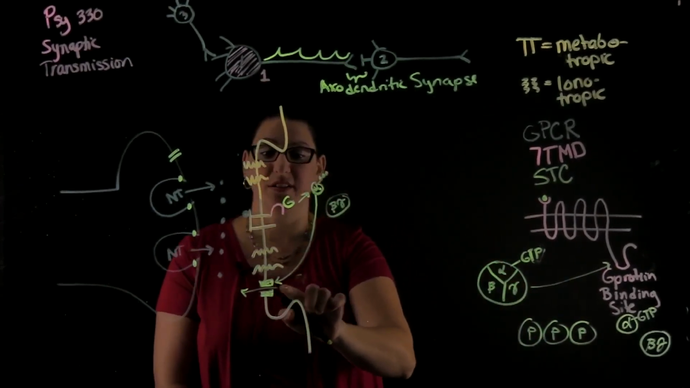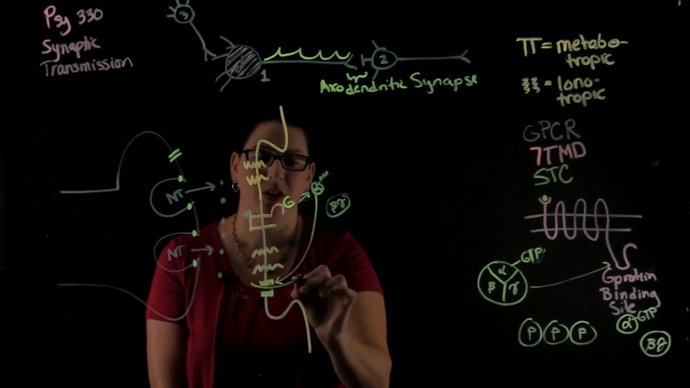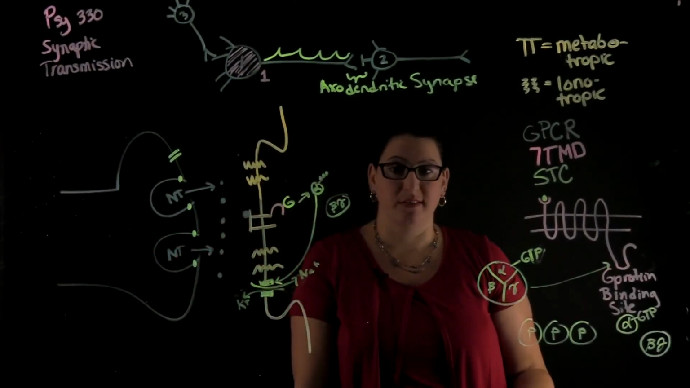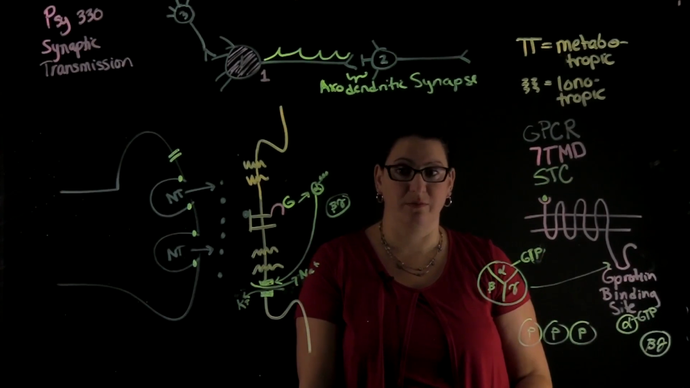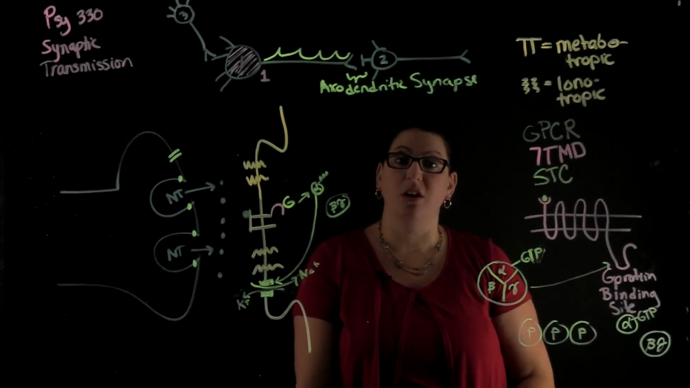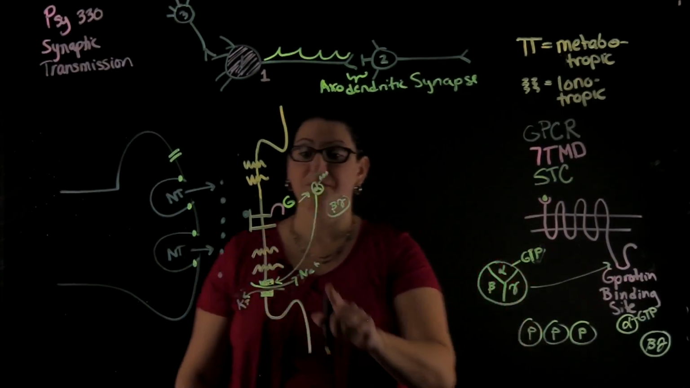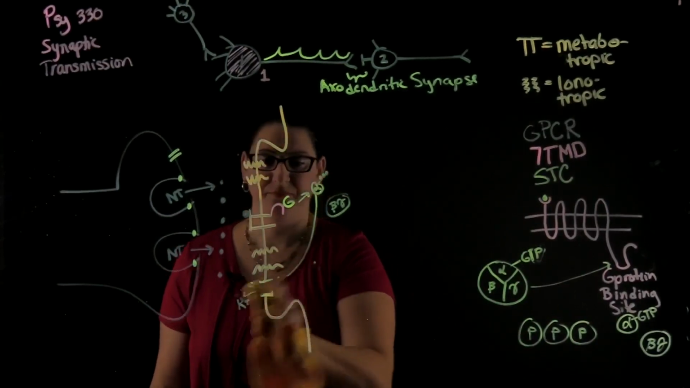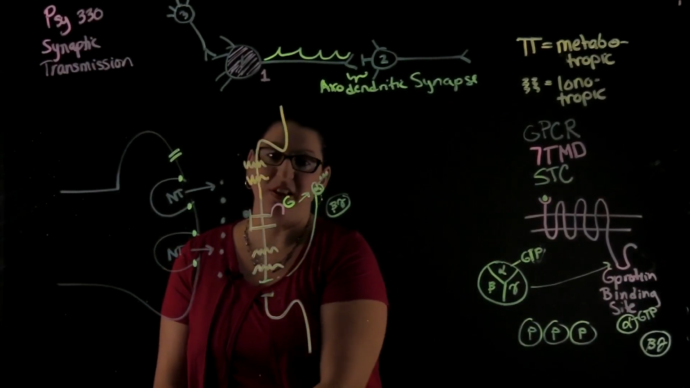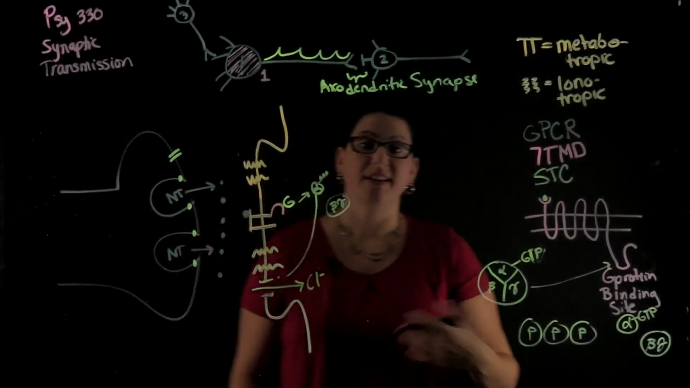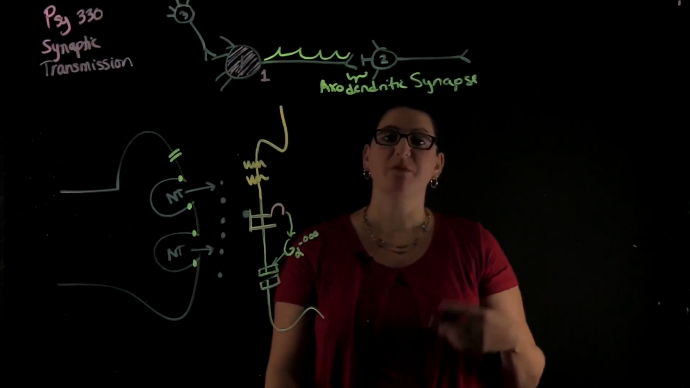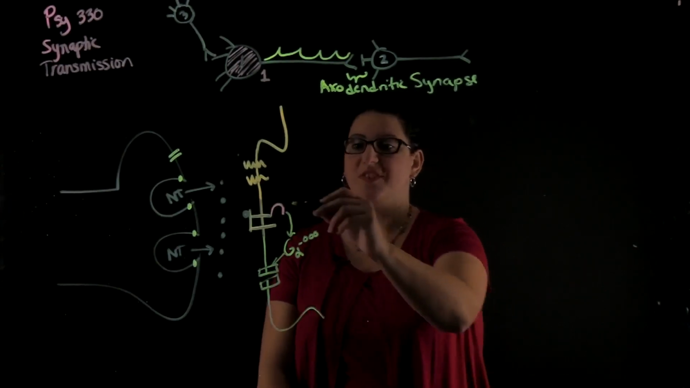Now, if this ion channel is permeable to both sodium and potassium, sodium will enter, potassium will leave, and we already know that sodium wins because the equilibrium potential of a cation channel is 0. This would cause a depolarization called an EPSP. If this channel is permeable to chloride, that is, if it's an anion channel, then chloride will enter the cell. A negative ion entering the cell will cause the membrane to hyperpolarize, and the name of that hyperpolarization is an IPSP.